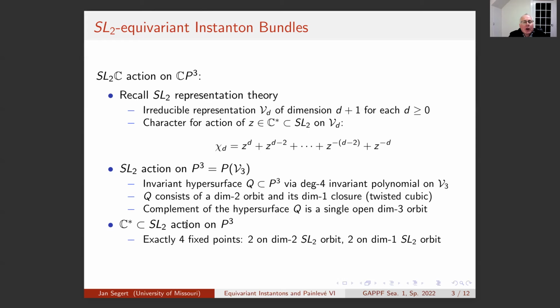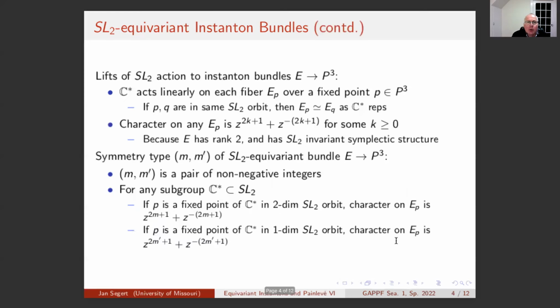And so what we're going to do to understand the equivariant instantons is restrict this SL2 action to a C star subgroup, a one-dimensional subgroup. And if you look at that, any C star subgroup has four fixed points, and two of those are on the two-dimensional SL2 orbit, and two of those are on the one-dimensional SL2 orbit.